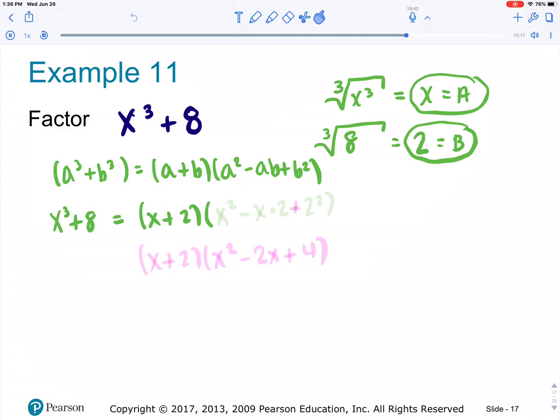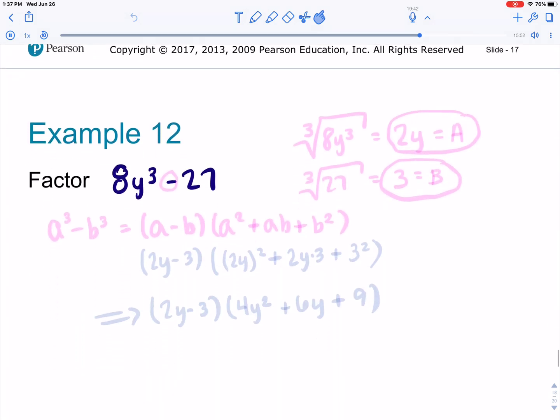Now I usually write this out and then I kind of simplify it. So I'm going to say x squared minus x times 2 plus 2 squared. So now my final answer, I'll use a different color here, is going to be x plus 2, x squared, x times 2 is 2x. Oh, that was a plus sign. Plus 4. So then there's my final answer. And you're never going to be able to factor any farther on these. That's the good part of those.